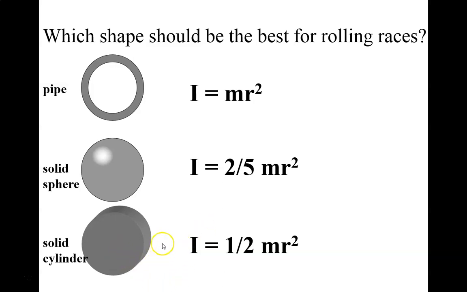Now, in order to win, they need to rotate. Which is going to be the easiest to rotate? The one that rotates the easiest is going to be the one that wins the race. Now to help you out, I've got the equations listed here. Which has the least rotational inertia? That'll be the easiest to rotate.